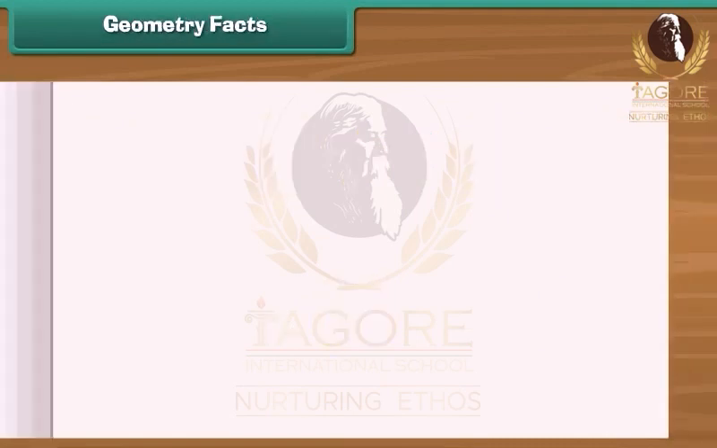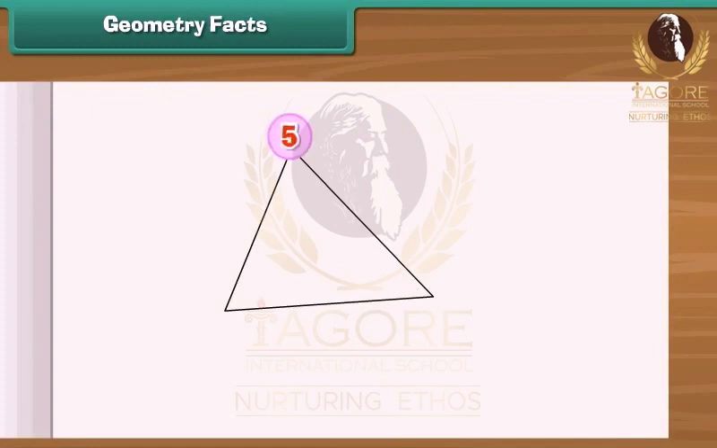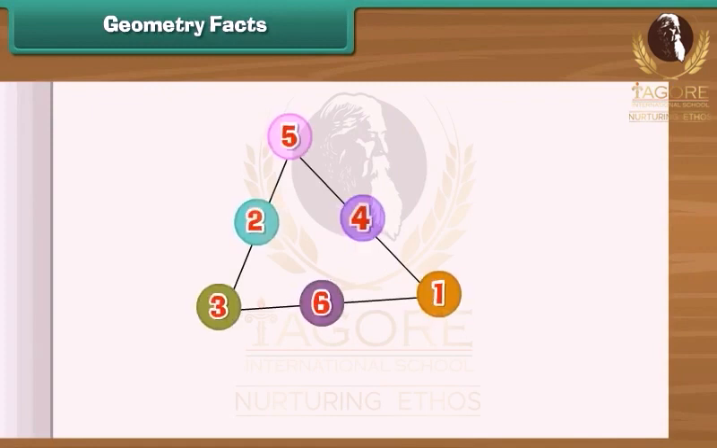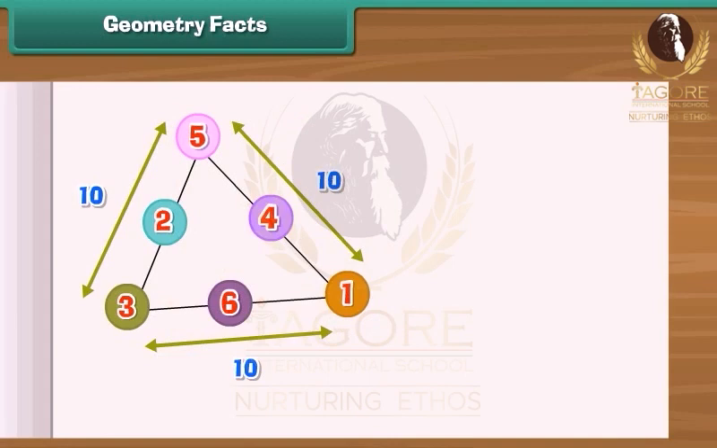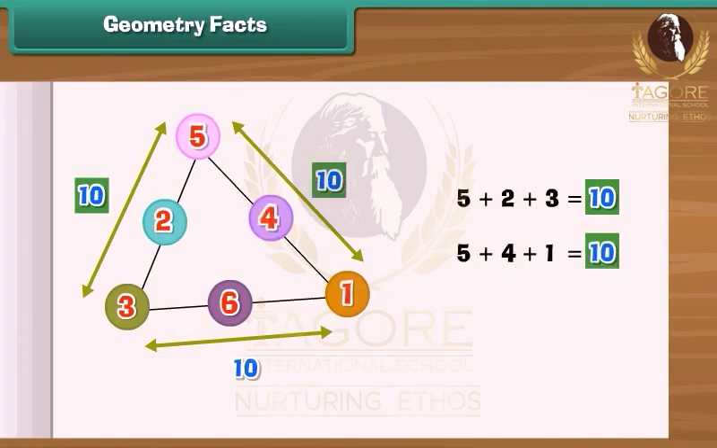Geometry facts. Look at this magic triangle. The sum of numbers on each side of the triangle is 10. Let us verify. 5 plus 2 plus 3 is equal to 10. 5 plus 4 plus 1 is equal to 10. 3 plus 6 plus 1 is equal to 10.